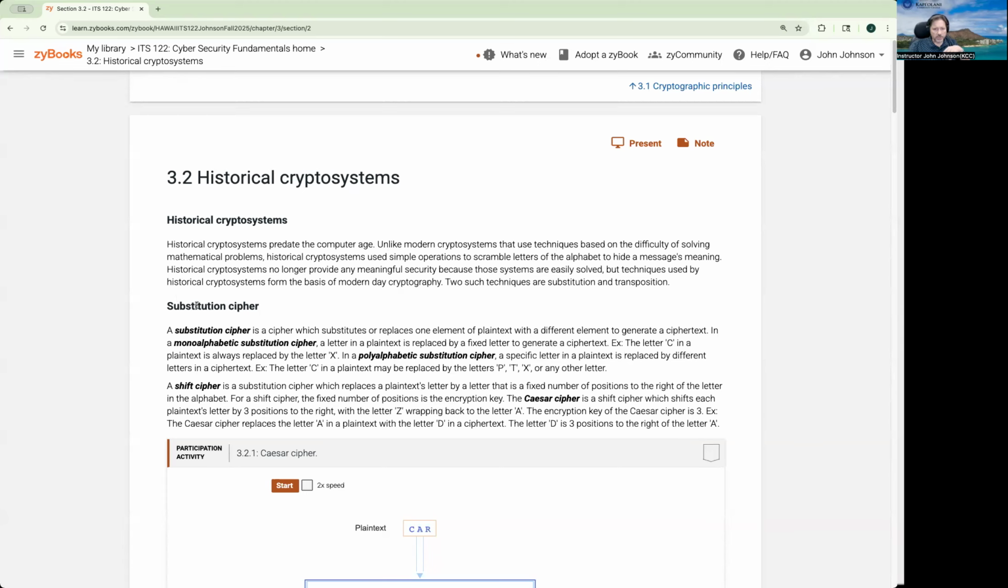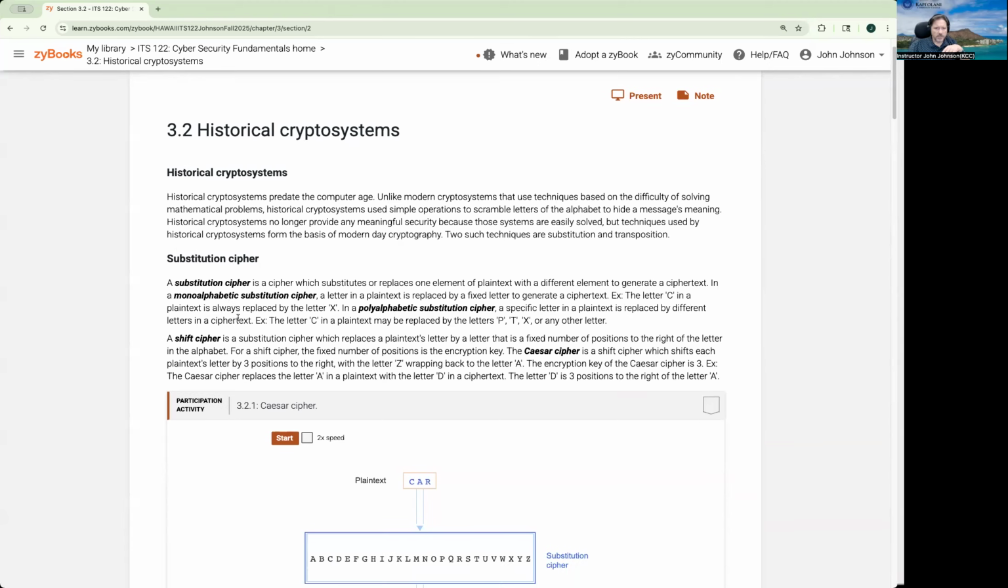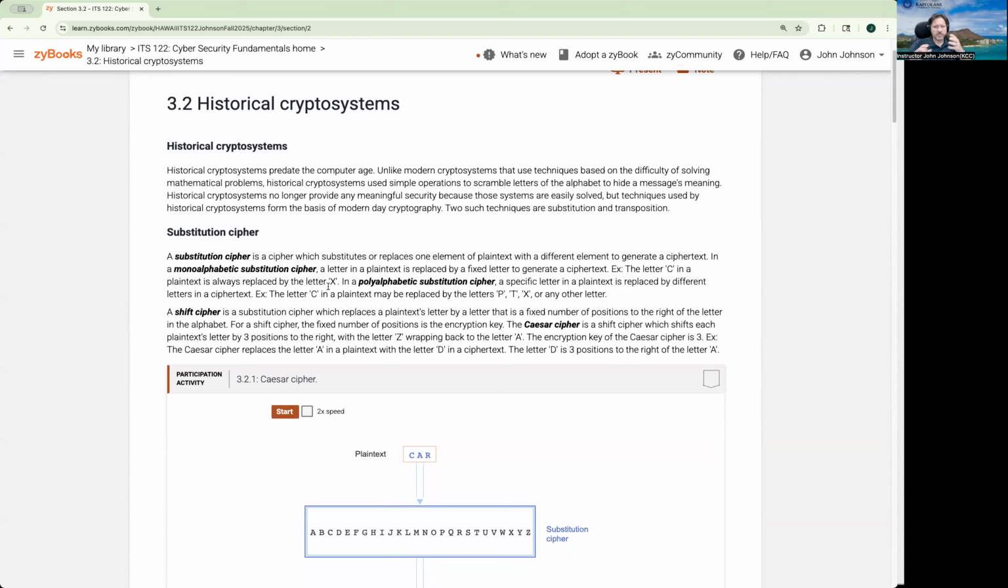We're going to look at substitution ciphers. We're going to look at transpositional ciphers. So we're going to start out with the substitution cipher. So let's go ahead and open up our textbooks here, and we're going to jump in and start with substitution ciphers. Getting a definition. So what is a substitution cipher?